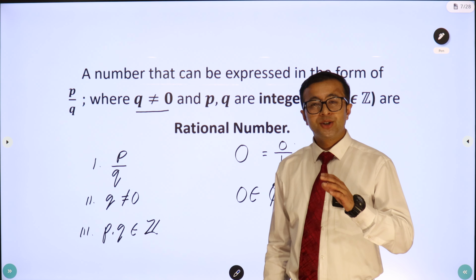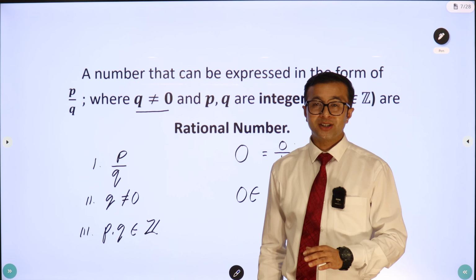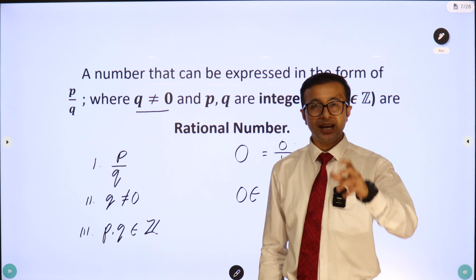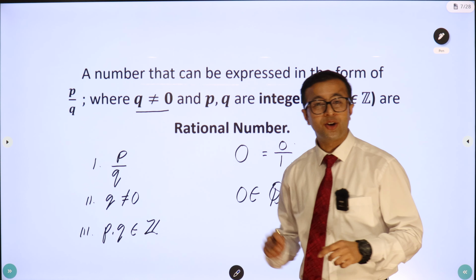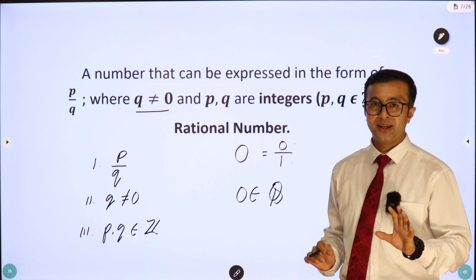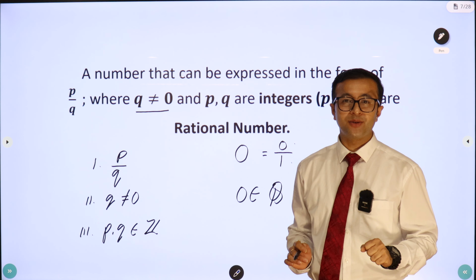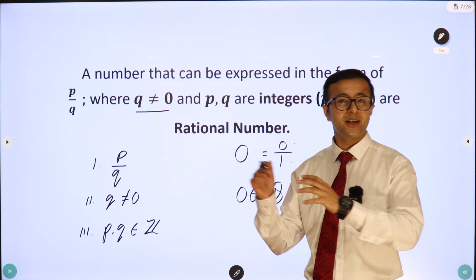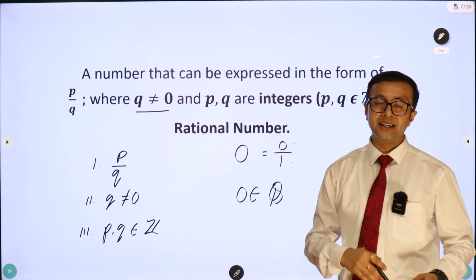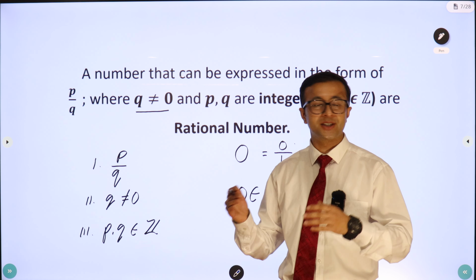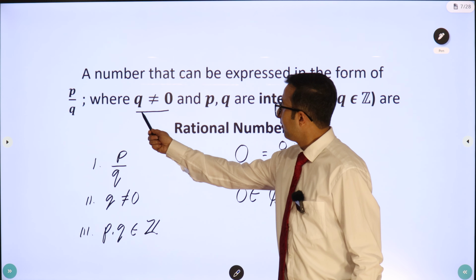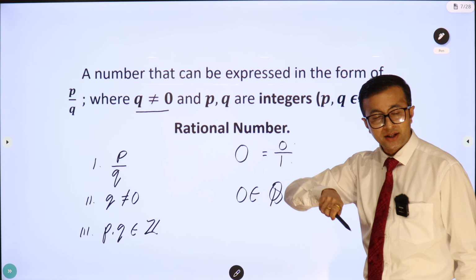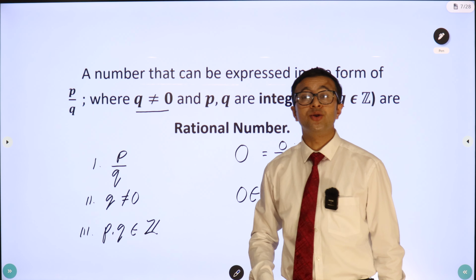Similarly, you just check it out. All the natural numbers are rational numbers, because every natural number can be written in the form of p by q, denominator non-zero, p and q are integers. Similarly, it follows for the set of whole numbers. That means every whole number is a rational number. Similarly, every integer belongs to the set of rational numbers. Now look at here, every time you see the definition of a rational number, the denominator should not be 0.